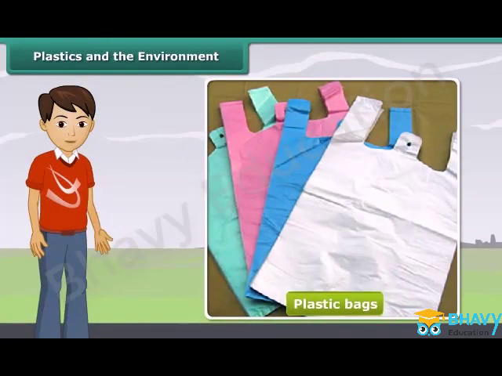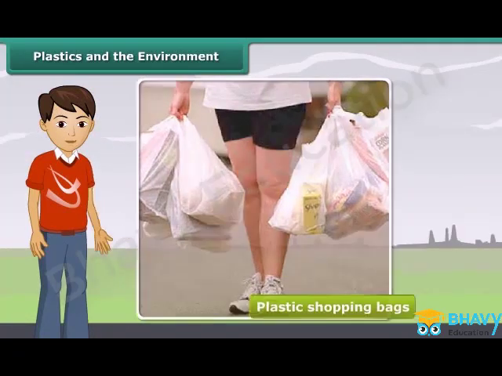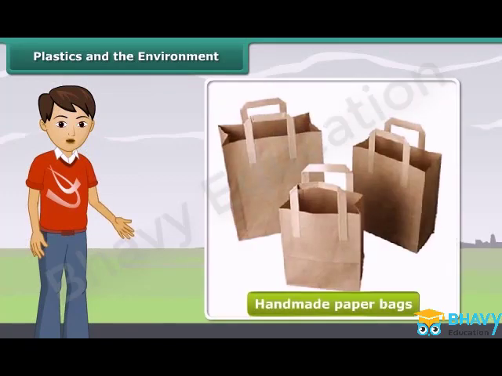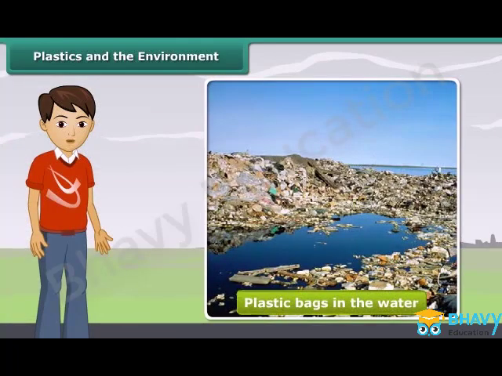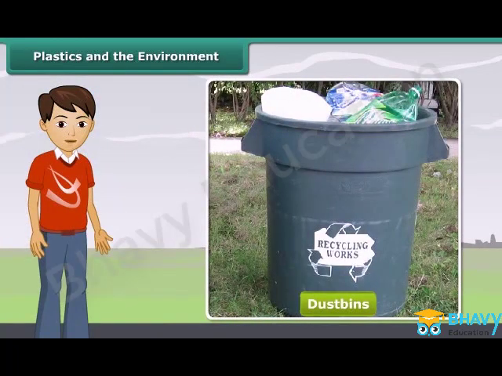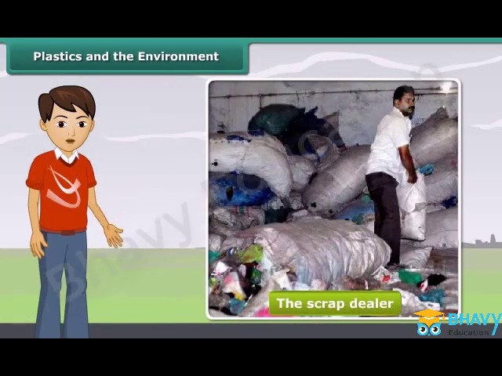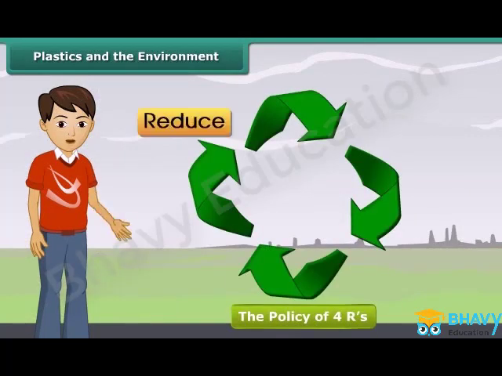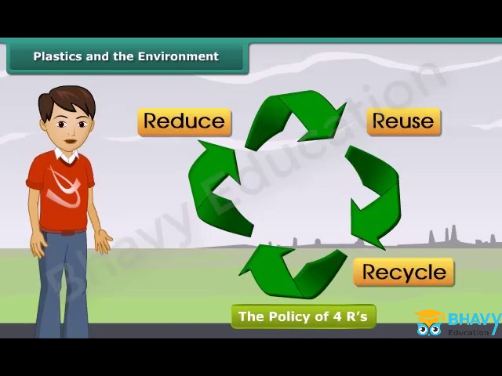There are a number of steps that we can take as environmentally conscious citizens so as to safeguard our environment from the growing menace of plastics. We can replace plastic shopping bags with jute bags or handmade paper bags. Instead of littering everywhere, particularly on roads, we should put the plastic objects in the dustbins marked as non-biodegradable, thus segregating them from the biodegradable wastes. Sell plastic scraps to the scrap dealer for recycling. Adopt the policy of 4 Rs, which is reduce, reuse, recycle, and recover.